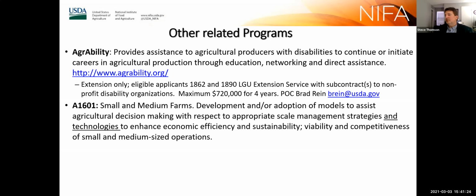So I want to point you to another program, Small and Medium Farms. Now I showed you A1521, which is the engineering program, but many times you'll have some needs for decision support systems. Technology is pervasive in all of these programs, but this is one to consider. And there are many integrated projects funded in this program. And I'll have Dennis Bodagi talk a little more about this one.